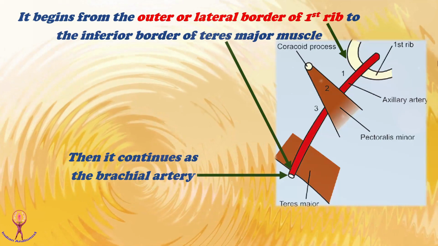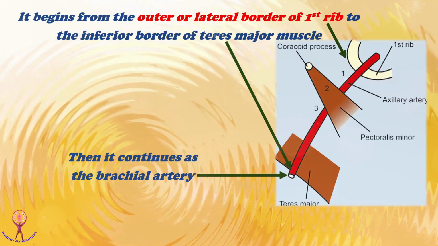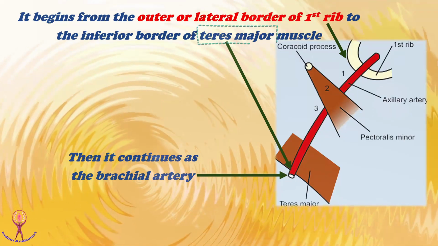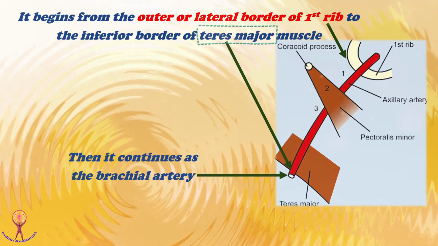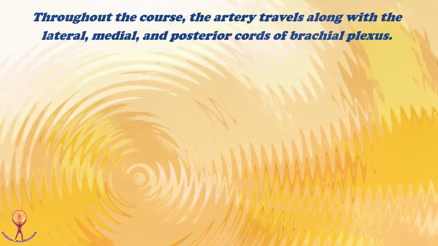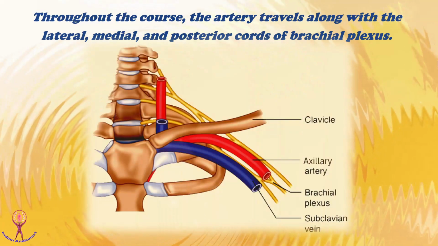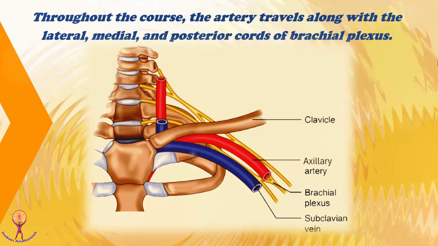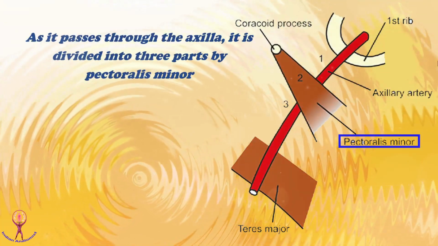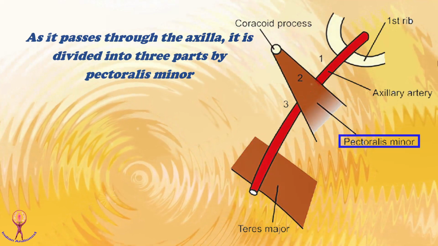The subclavian artery continues as the axillary artery, which begins right from the outer or lateral border of the first rib to the inferior border of the teres major muscle. After that, it continues as the brachial artery. Throughout the course, the axillary artery travels along with the lateral, medial, and posterior cords of the brachial plexus. As it passes through the axilla, it is divided into three parts by the pectoralis minor muscle.